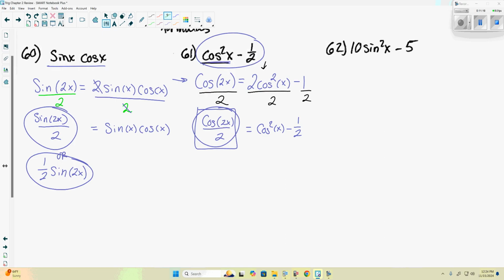62. The only one that does have sine squared by itself with our double angles as well. Cosine of 2x is equal to 1 minus 2 sine squared of x. Only one that has sine squared. But there's a few things that are different between what they have to begin with in this general form. Because our negative 2 sine squared is positive 10 sine squared. How can we change the negative 2 to positive 10?